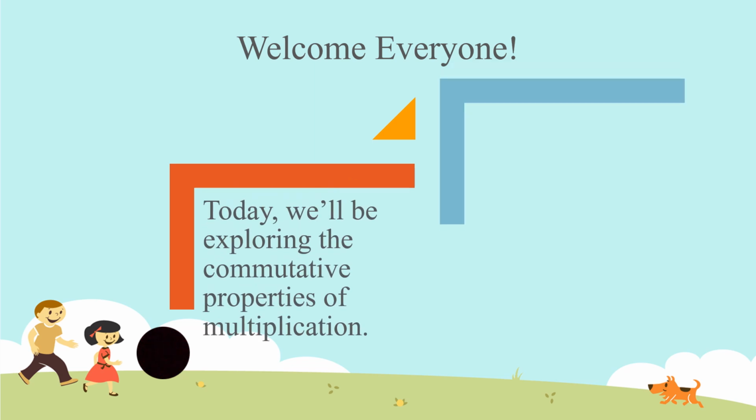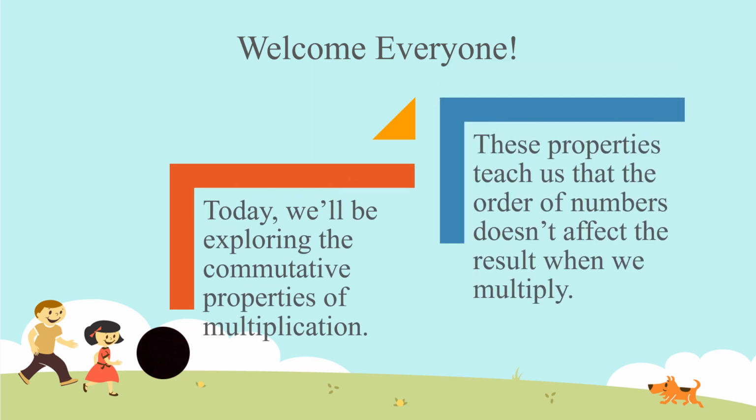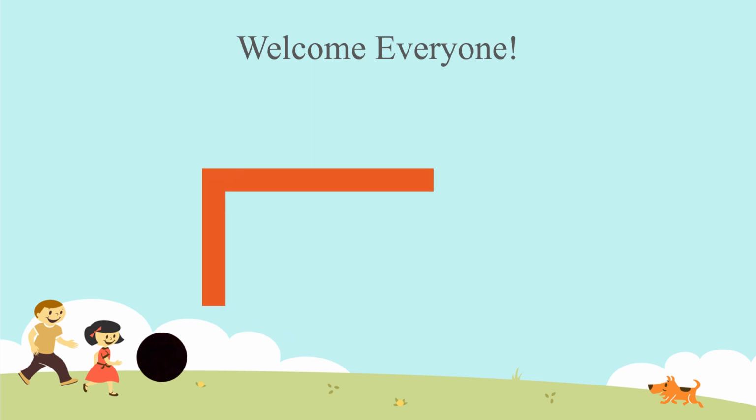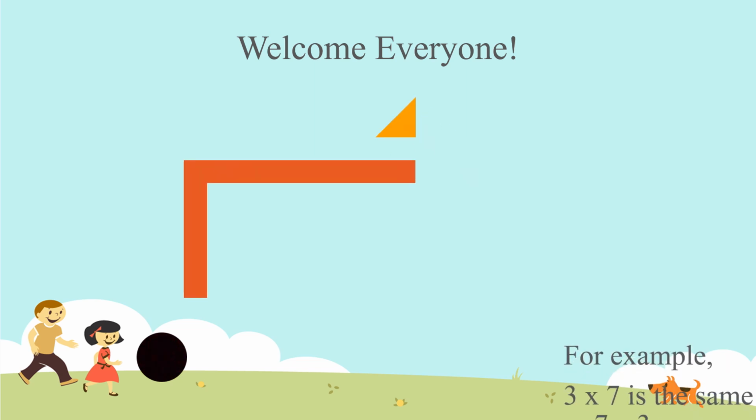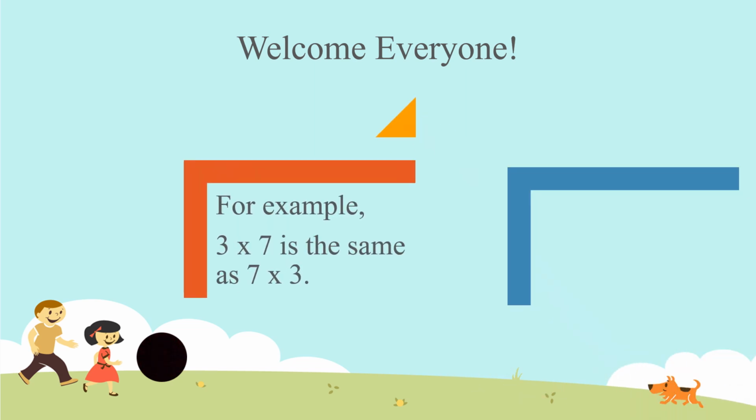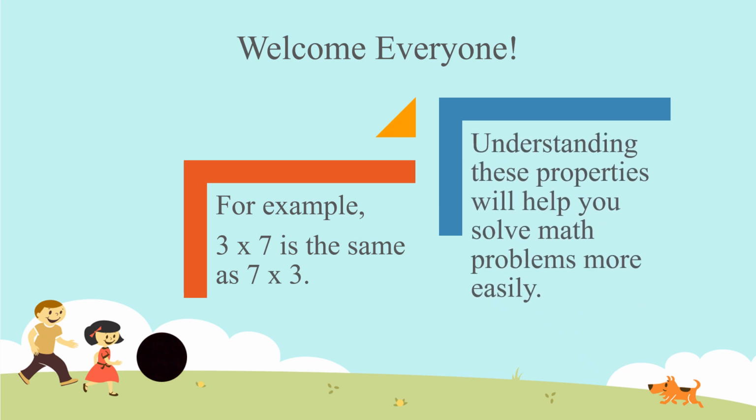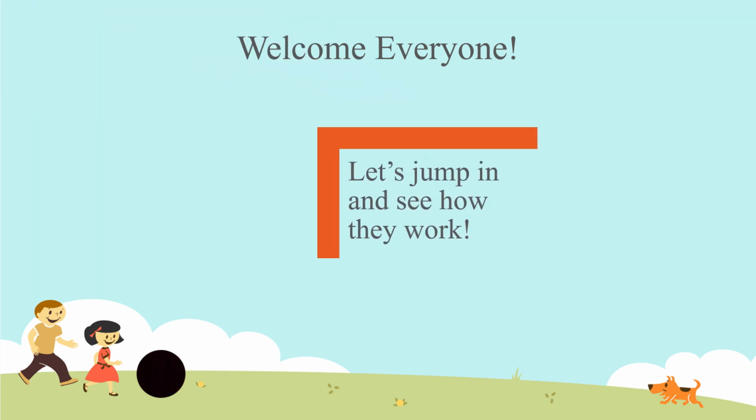Today we'll be exploring the commutative properties of multiplication. These properties teach us that the order of numbers doesn't affect the result when we multiply. For example, 3 times 7 is the same as 7 times 3. Understanding these properties will help you solve math problems more easily. Let's jump in and see how they work.